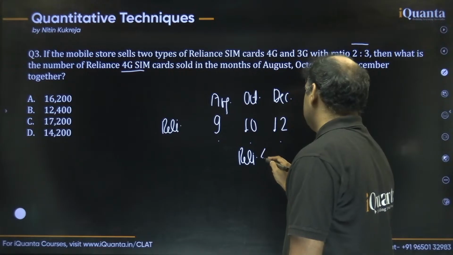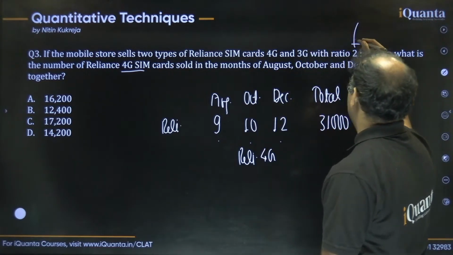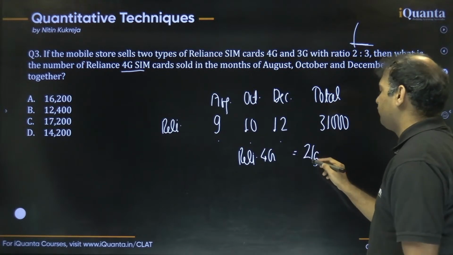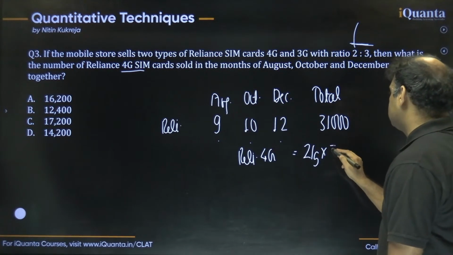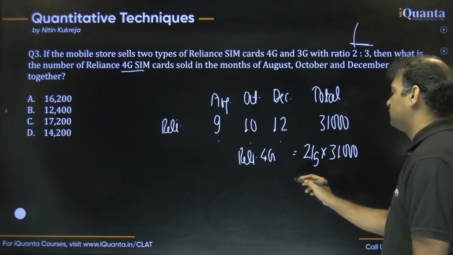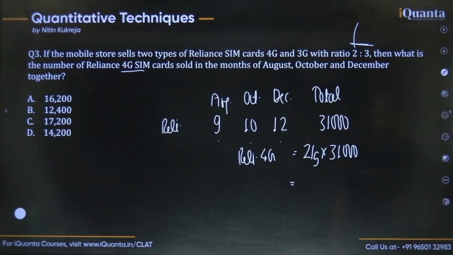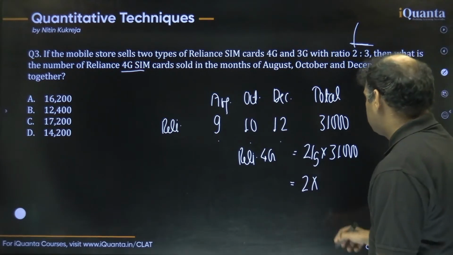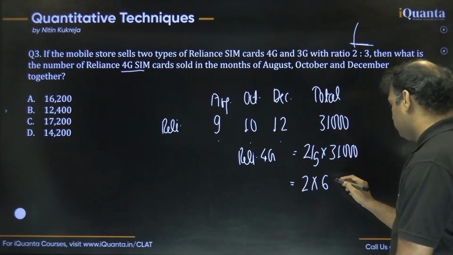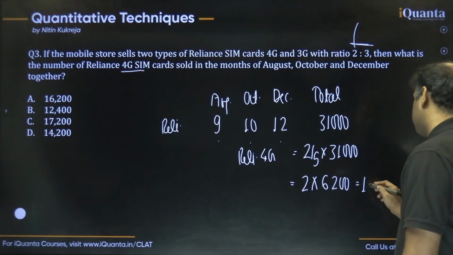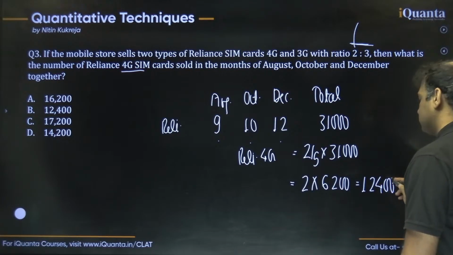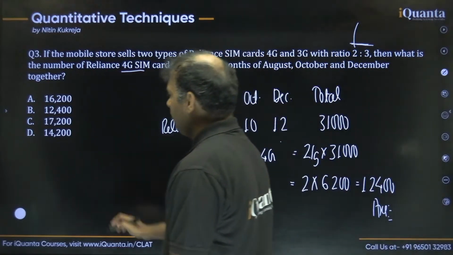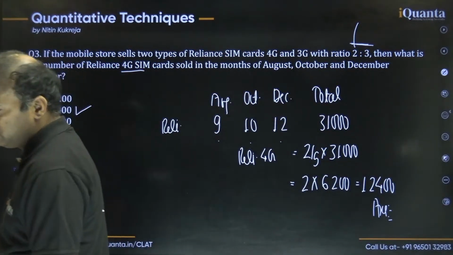Very simple. So 4G SIMs will be how many? Reliance 4G. See, 4G is 2 and the ratio is 2:3. So you can say the proportion of 4G SIM must be 2/5, simple, right? Into the total SIM sold of Reliance in these 3 months, 31,000, that's it. So 2/5 into 31,000: now 31,000 by 5 should be how much? It should be 6,200, and the total must be 12,400, that's it. So this is how we can get the answer, and it has to be option number B in the end, right guys? Simple.